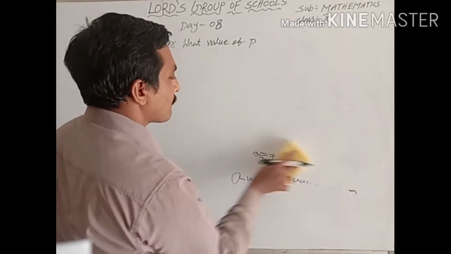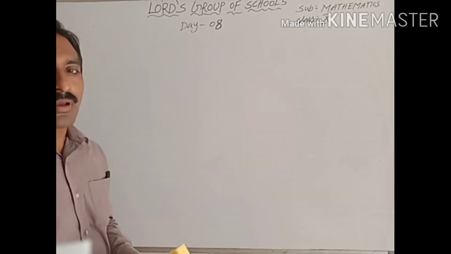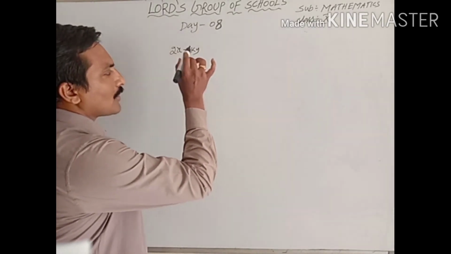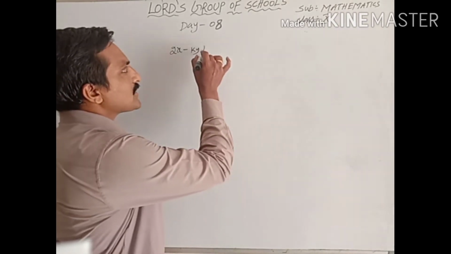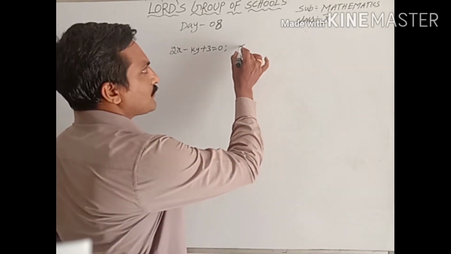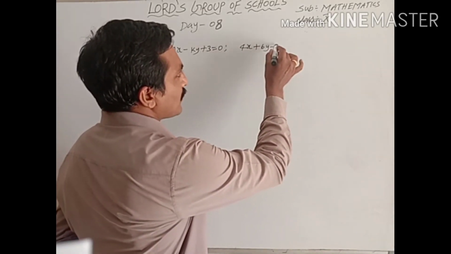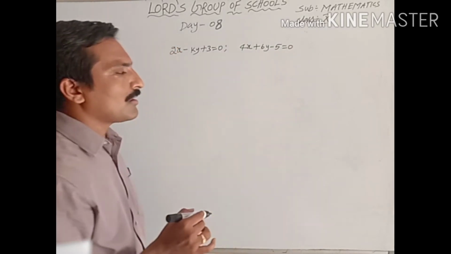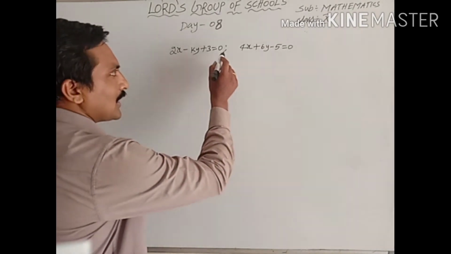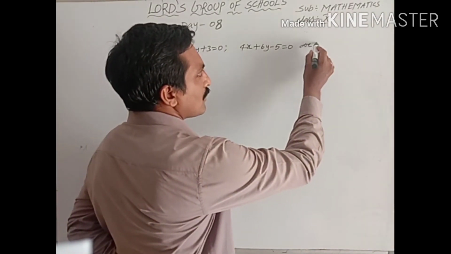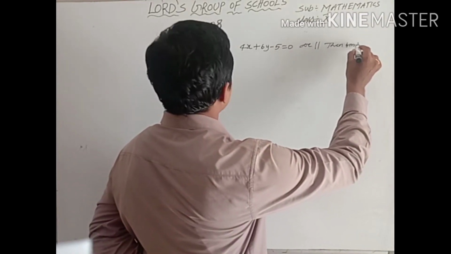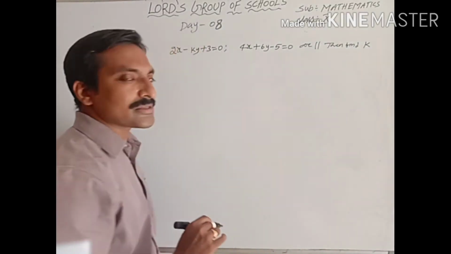2x minus ky plus 3 is equal to 0, one equation. The second one is 4x plus 6y minus 5 is equal to 0. Here two lines are given. What is the question? Given that they are parallel, then find k. This is the question.